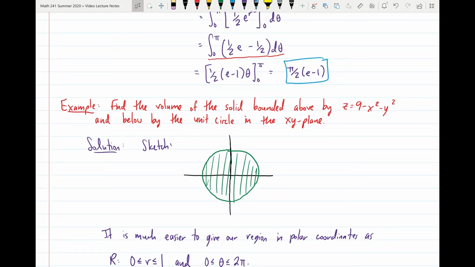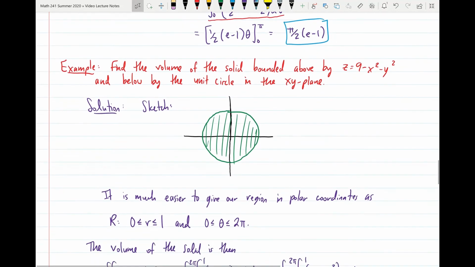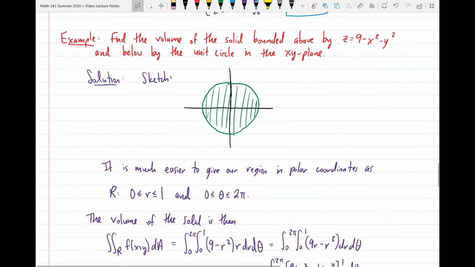Okay, for our next example, we want to find the volume of the solid that's bounded above by z equals 9 minus x squared minus y squared, and below by the unit circle in the xy plane. So again, a good course of action, what we're always going to do, is just sketch the region that we're talking about in the plane here. It's given as the unit circle in the xy plane, so I've drawn that in green.